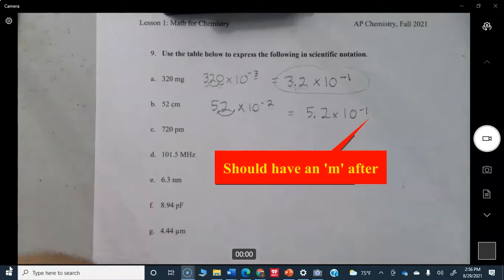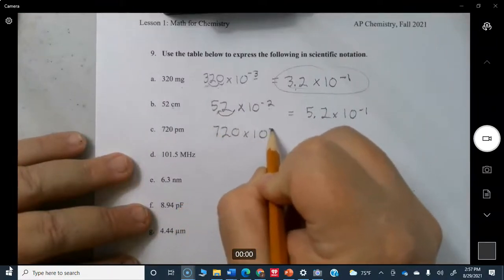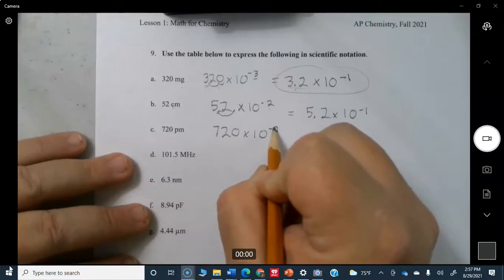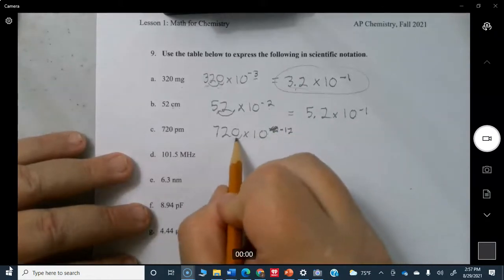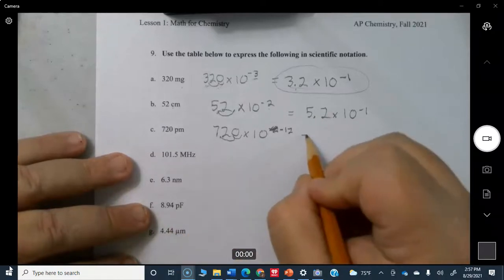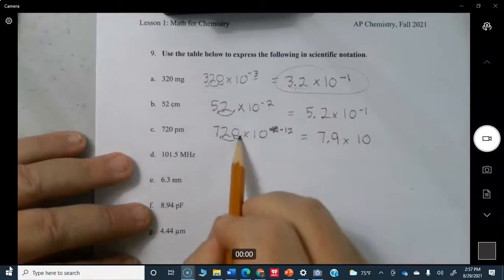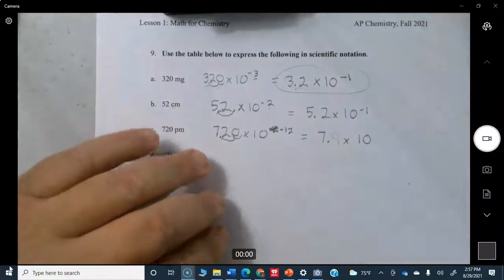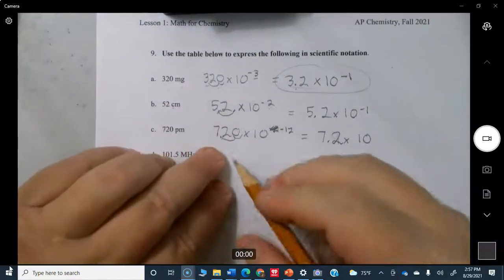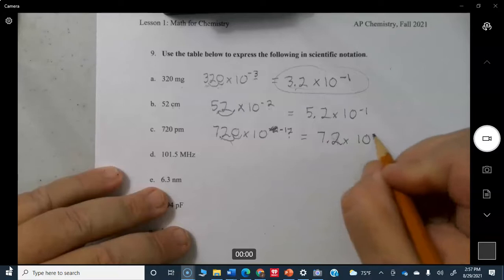Okay, 720 picometers. So there's pico. It's a really little one, 10 to the minus 12. That's minus 12. Let me try that again. To the minus 12. Okay? So for the decimal here, you're going to move it over 2 places to create a number between 1 and 9.9. Times 10 to the, so we made this number smaller. Oops, I wrote 7.9. We made this number smaller, 720 to 7.2. So we have to make this number 2 positions bigger. That means you're going in the positive direction. So it's 10 to the minus 10.